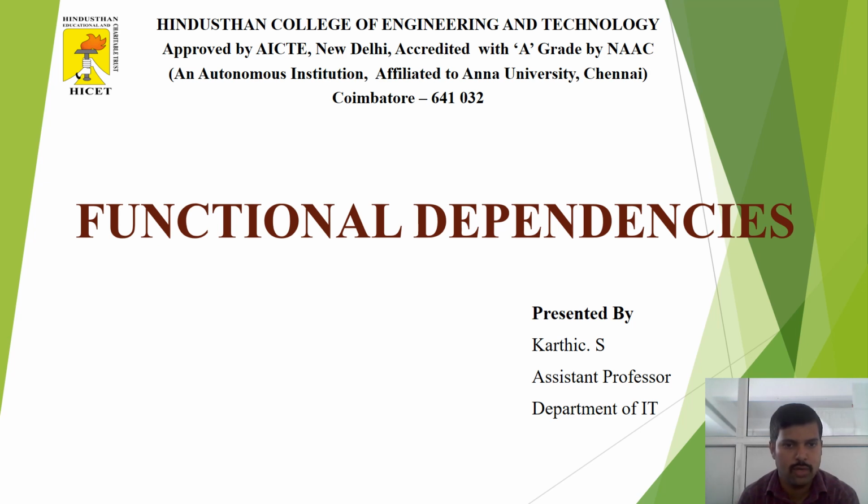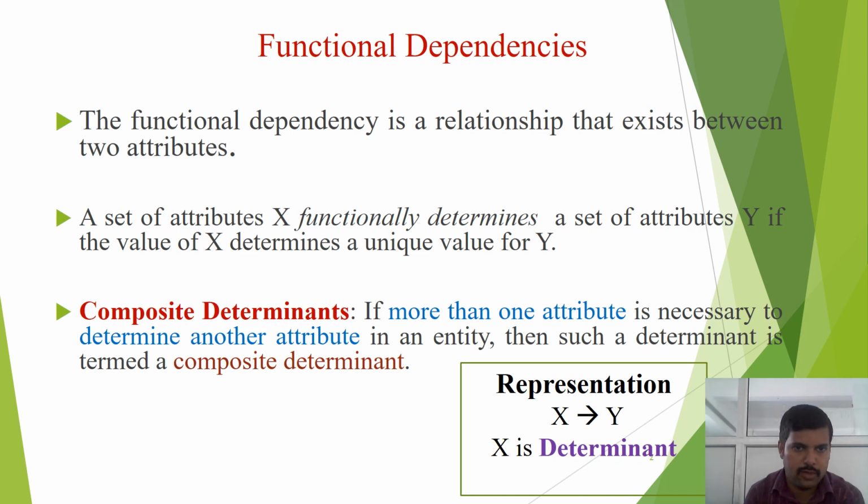In this video, we are going to discuss the topic Functional Dependency in Database Management Systems. A functional dependency is a relation that exists between two attributes or sets of attributes. A set of attributes X functionally determines a set of attributes Y if the value of X can determine the value of Y. If more than one attribute is able to determine another attribute in an entity, then such a determinant is termed a composite determinant.